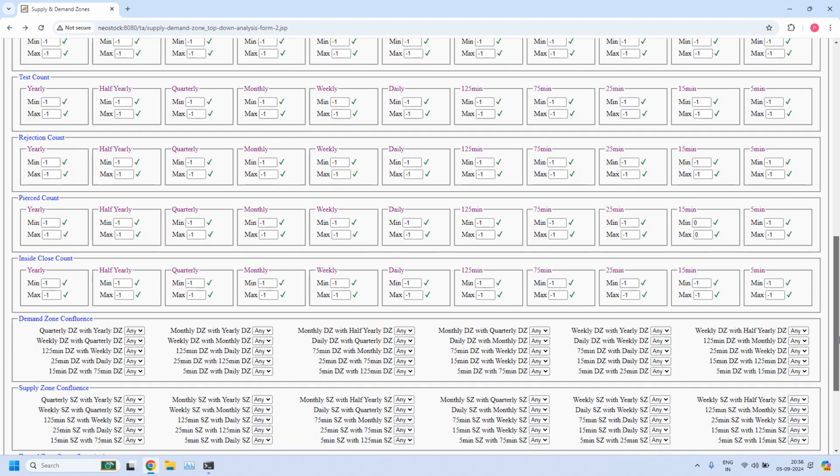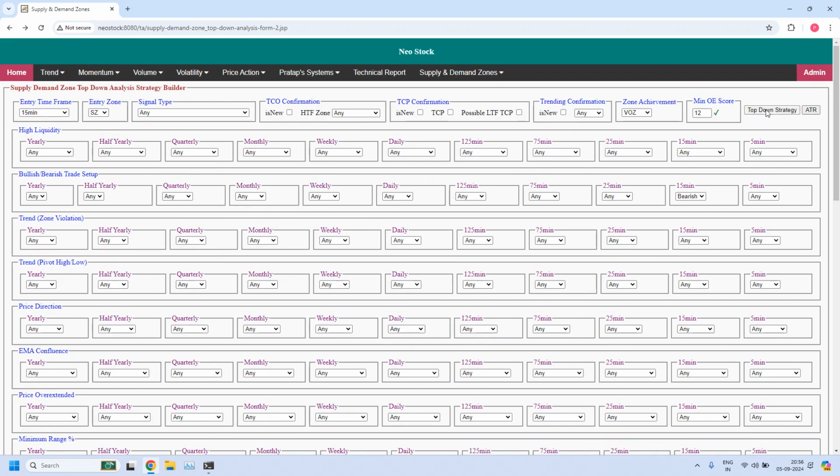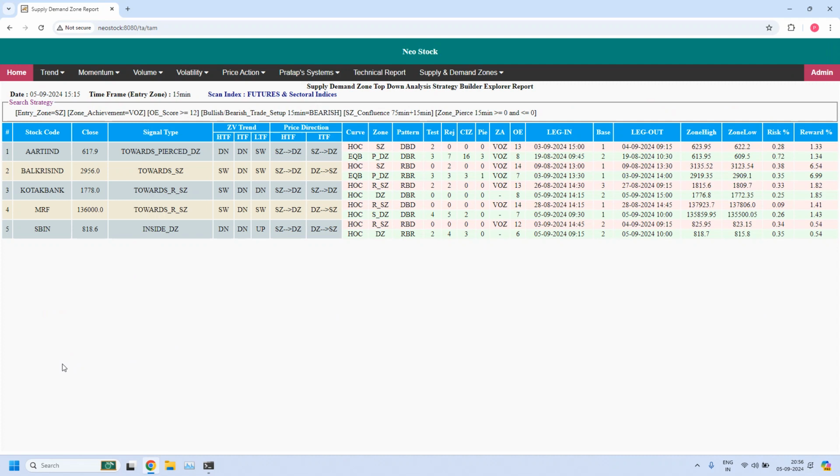In the supply zone confluence, 15 minute supply with 75 minute supply, I am enabling LTF and ITF confluence. All the 5 stocks are having confluence with the ITF time frame, that is the 75 minute zone. And all these are high on the curve. Probably mostly all these stocks might be having HTF confluence also, but we have to verify.